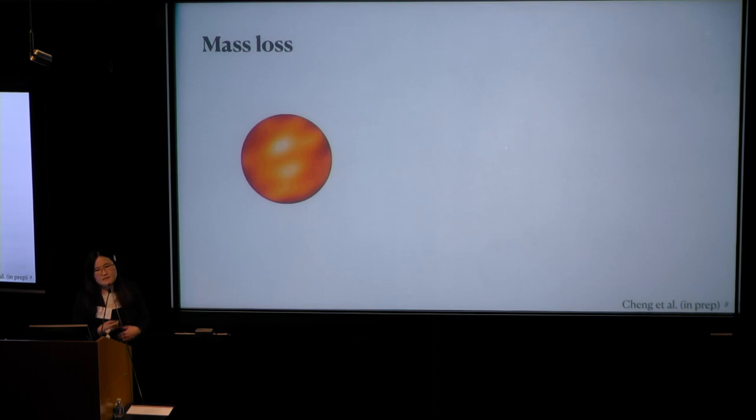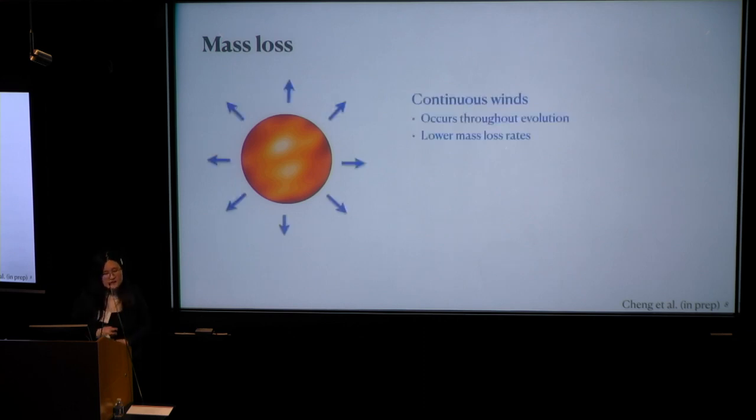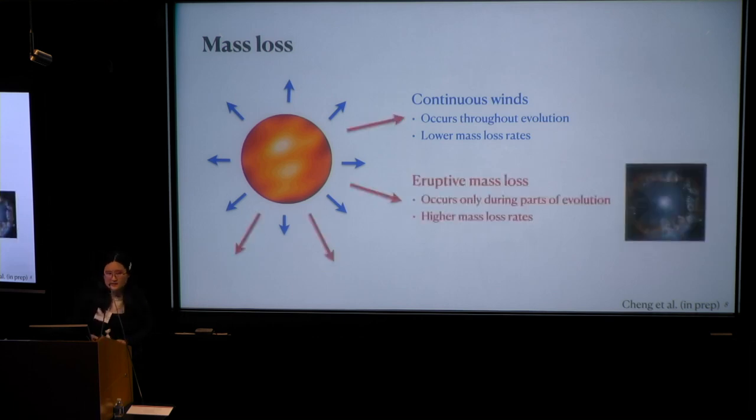So now we're looking at mass loss, right? Mass loss is what we're interested in. And we have to understand in a star, there are 2 kinds of mass loss happening at the same time. The first type is a continuous wind. This occurs throughout the evolution and has a lower mass loss rate. And the second type is that eruptive mass loss that I've shown in this AG Carinae system. That only really occurs throughout part of the evolution and has a much higher mass loss rate. So there are 2 things happening at once, concurrently.